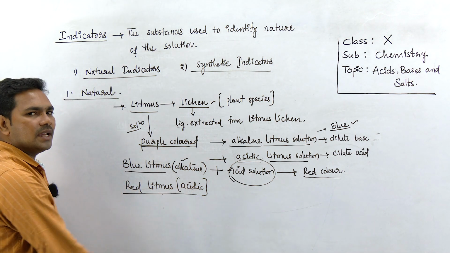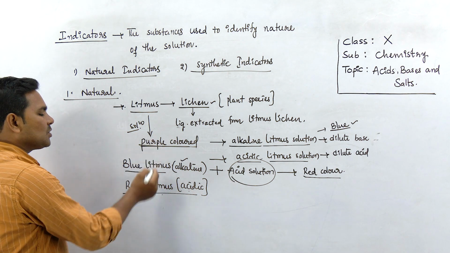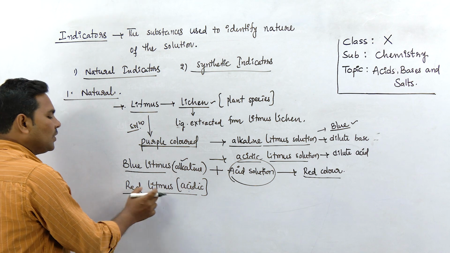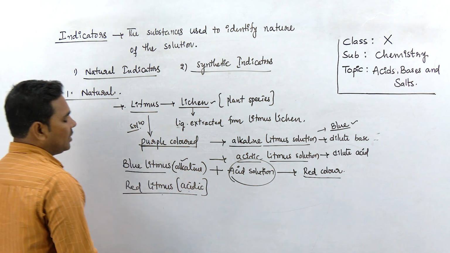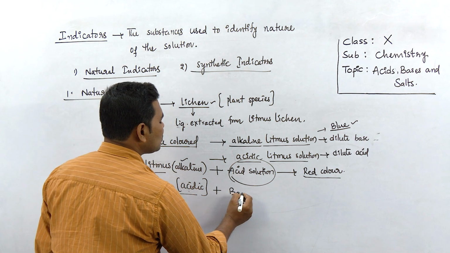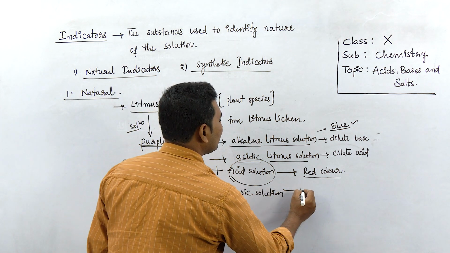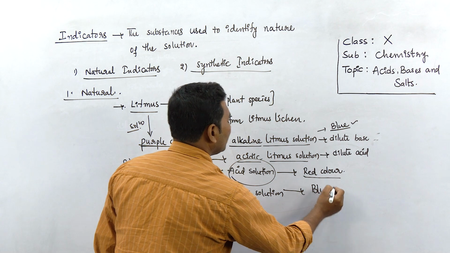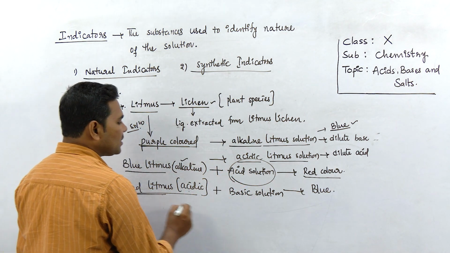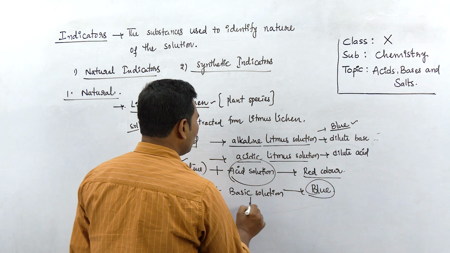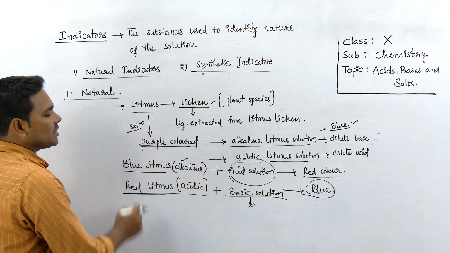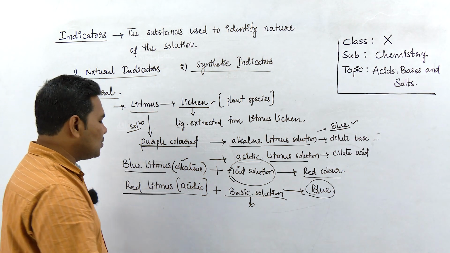Then coming to red litmus. Red litmus is actually acidic. Purple color litmus solution is made acidic when it is added to acid; the structure changes, so its color changes from purple to red. Now when this red litmus is added to a basic solution, its color changes to blue. In any solution, if red litmus turns to blue color, the solution that is used is basic, so we use red litmus and blue litmus to identify the nature of solutions.